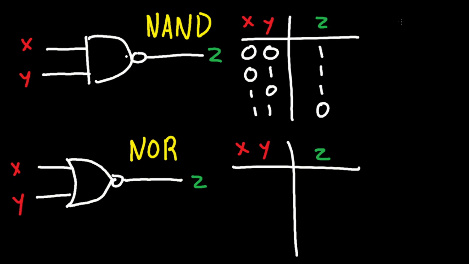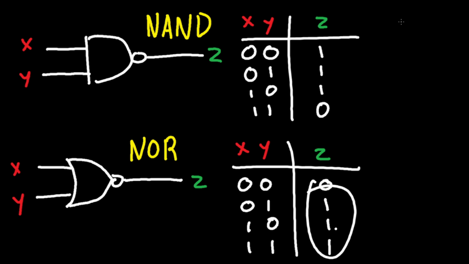Well, the NOR gate, again, has two inputs. So we have 0, 0, 1, 0, 0, 1, and 1, 1. So remember, for an OR gate, you get 0, 1, 1, 1, right? These are the outputs for an OR gate. If either of the inputs are 1, then the output will be 1.